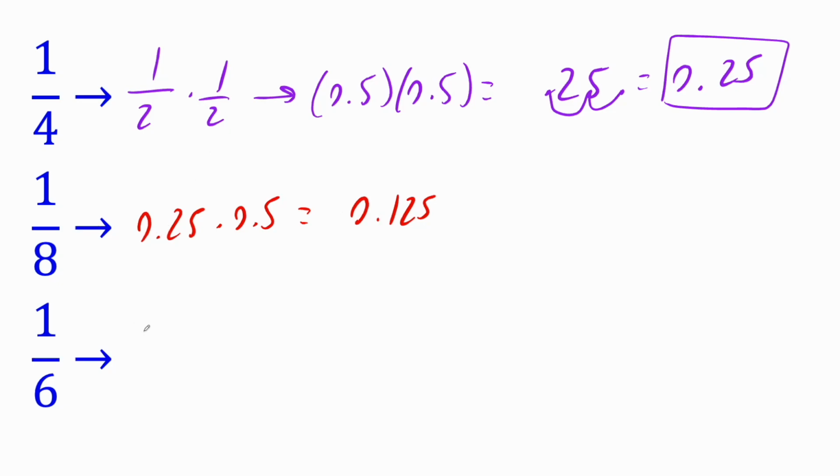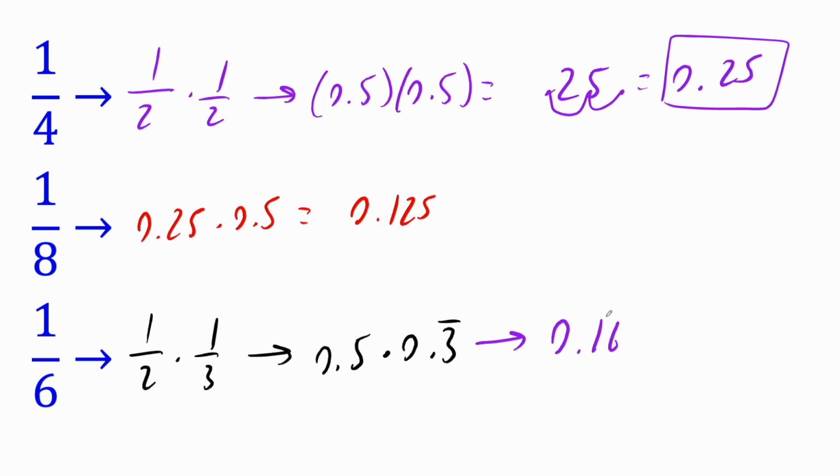Now 1/6, again, not on the list, but we had 1/2, and we also had a third. So 1/2 is 0.5, and 1/3 is 0.333 repeating. And so half of 0.33 repeating is going to be 0.16, where 6 repeats, because 0.16 repeating 6 times 2 is going to give us our 0.333.